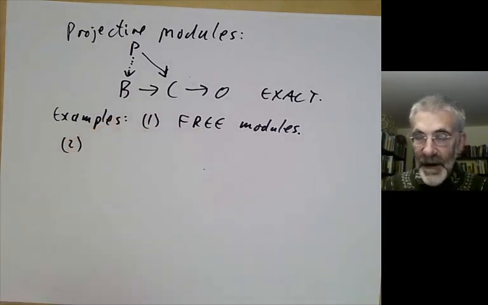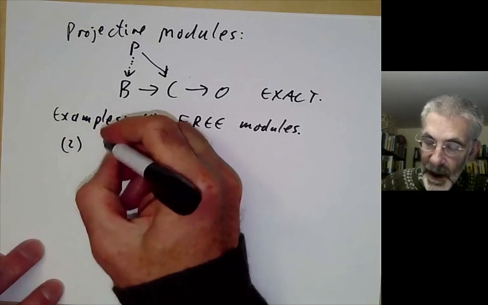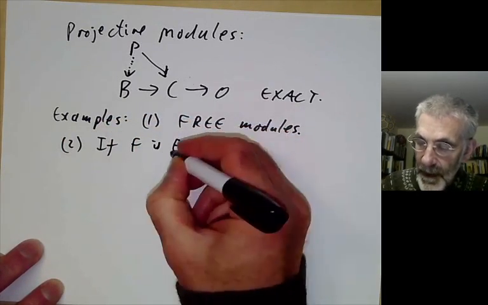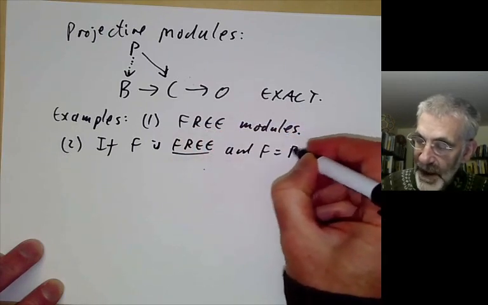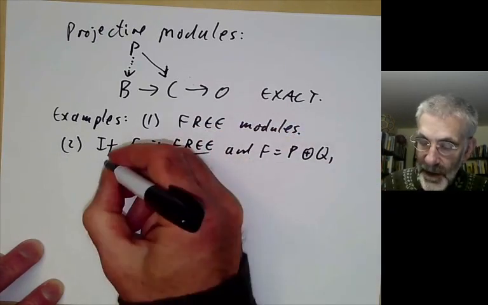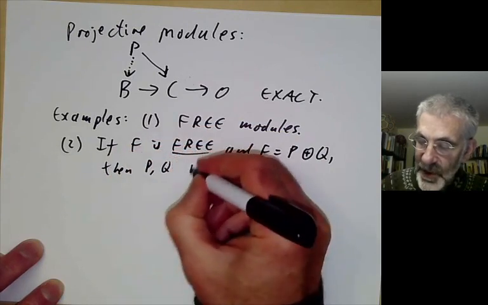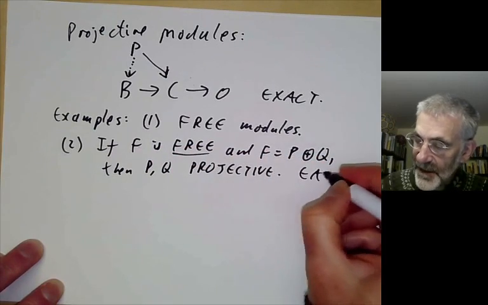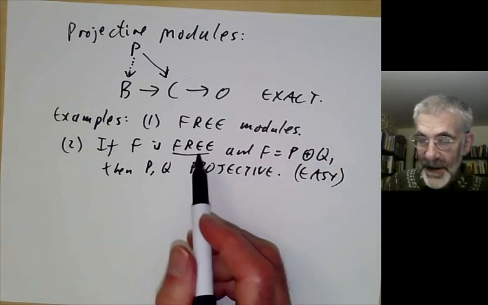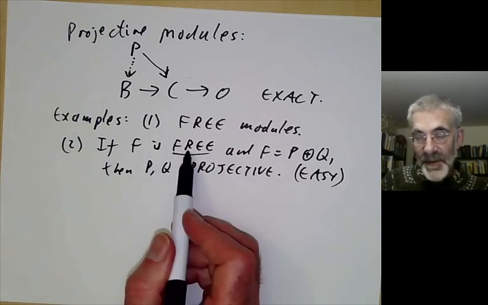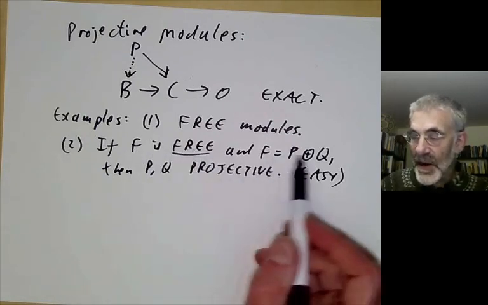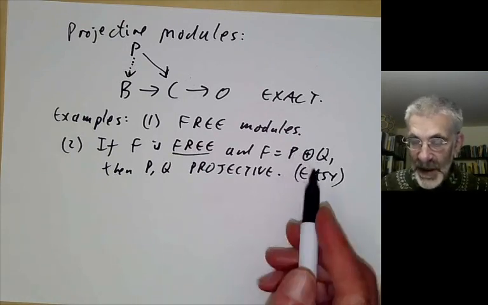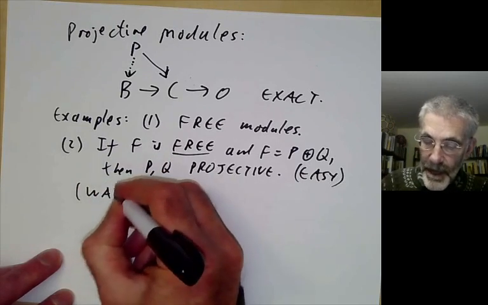There's another very easy way of getting projective modules. If F is free and F equals the direct sum of P and Q, then P and Q are projective. This is very easy. In fact, it's so easy I'm just going to leave it as another exercise. In fact, F doesn't need to be free. F can be a projective module, and any direct summand of a projective module you can then easily check is also projective.